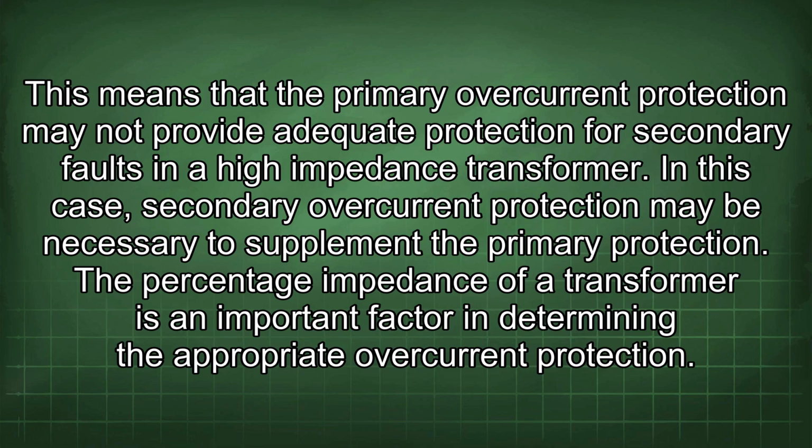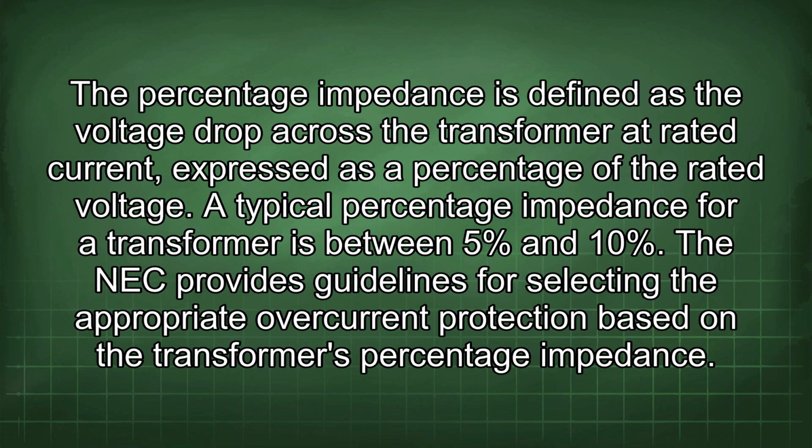The percentage impedance of a transformer is an important factor in determining the appropriate overcurrent protection. The percentage impedance is defined as the voltage drop across the transformer at rated current, expressed as a percentage of the rated voltage. A typical percentage impedance for a transformer is between 5% and 10%. The NEC provides guidelines for selecting the appropriate overcurrent protection based on the transformer's percentage impedance.